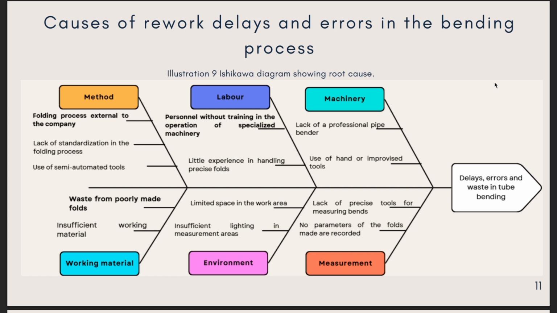Using an Ishikawa diagram, we identified that the issues were caused by a lack of machinery, training, standardization, and measuring tools, and the three most important are method, labor, and working material. There is a process followed that is external to the company, personnel without training in the operation of specialized machinery, and material wasted from poorly made cuts is very important.